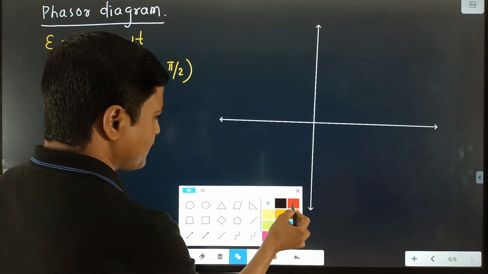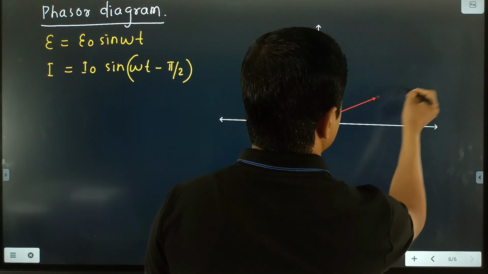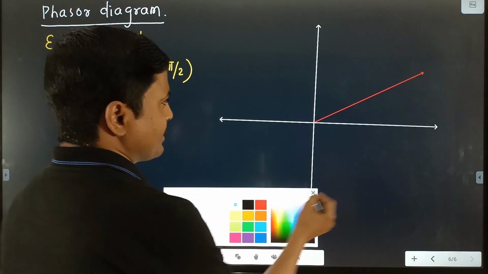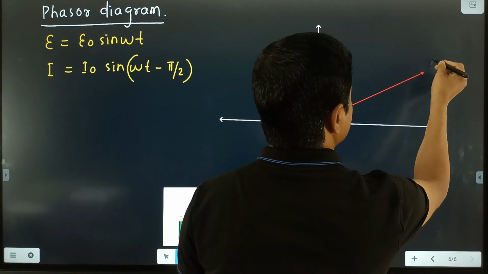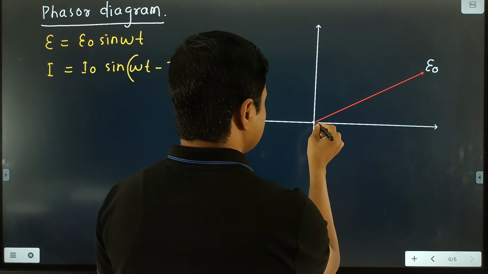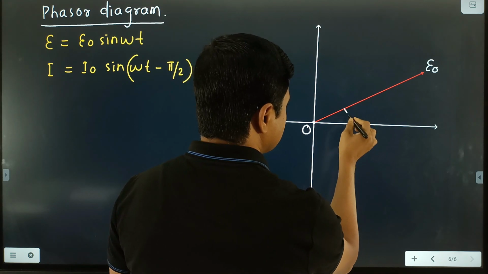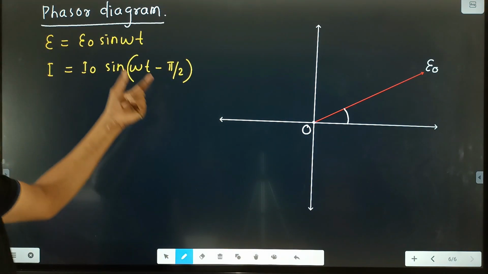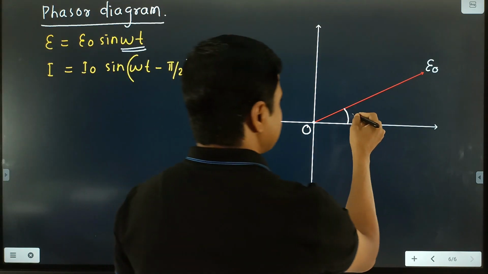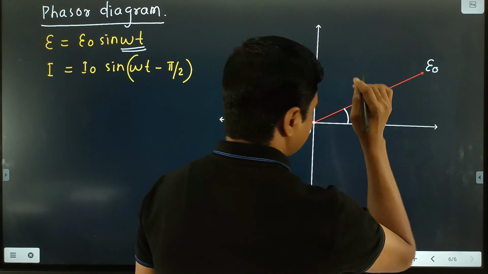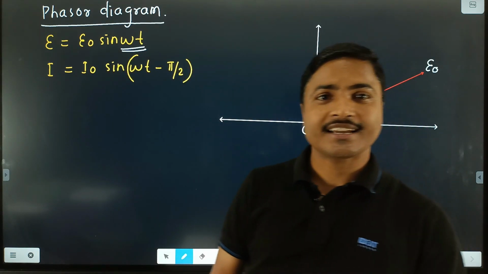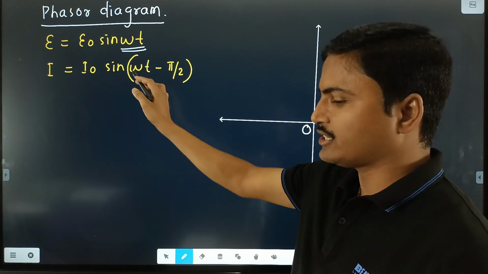First we draw the EMF phasor. Suppose this one is the EMF phasor, and this is the maximum value. For maximum value, we write E0 because this is the peak value. This point is the starting point or origin. Here this is the phase of the EMF. The phase of the EMF is omega t, and this angle we write omega t. Clear? And another phasor is there, the second phasor, that is the current phasor.